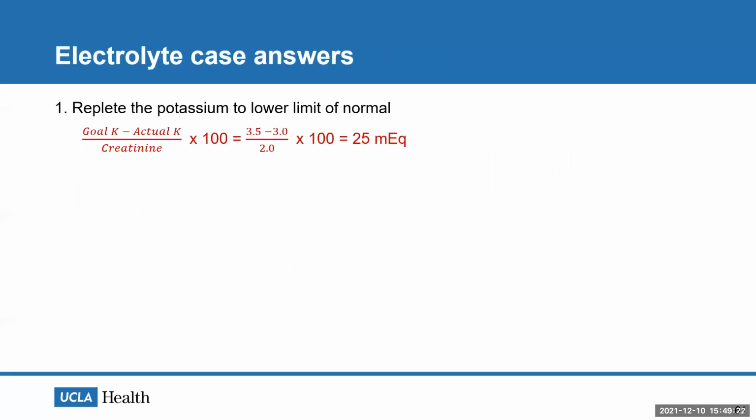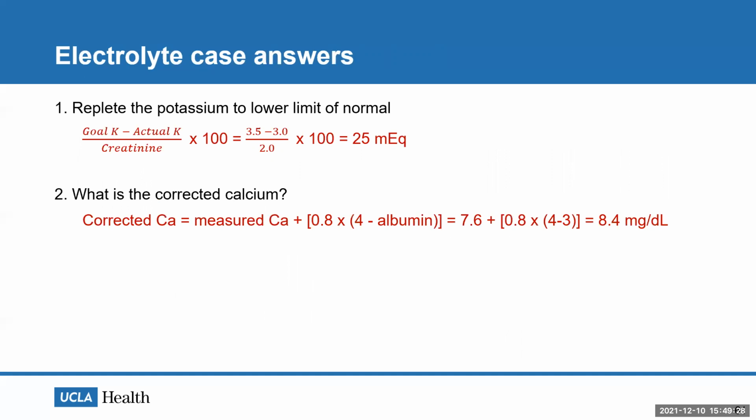The math here is 3.5 minus 3 divided by 2 times 100, so 25 milliequivalents. Remember that you have to round up or down. It's only in tens, so giving 30 is probably fine. What is the corrected calcium? If you use a math, it's 8.4. So it's actually normal, so you don't need to give calcium.